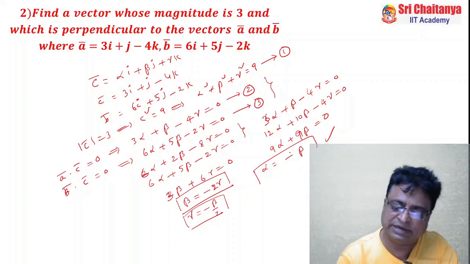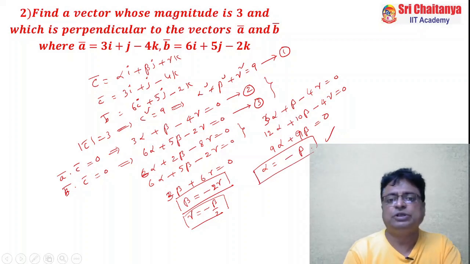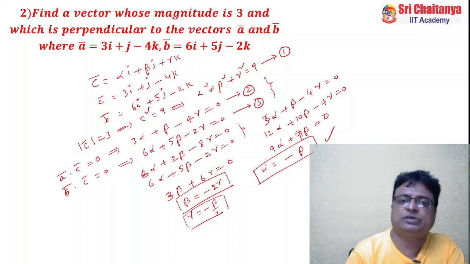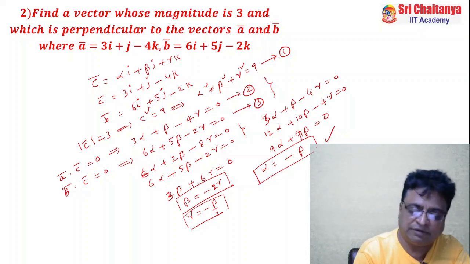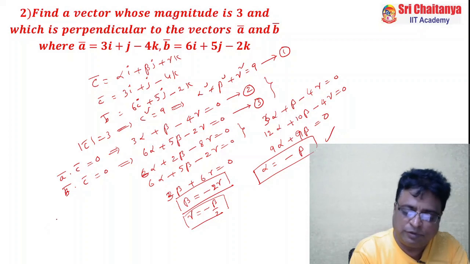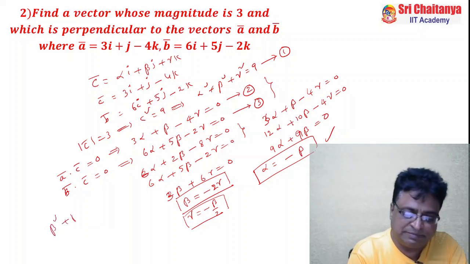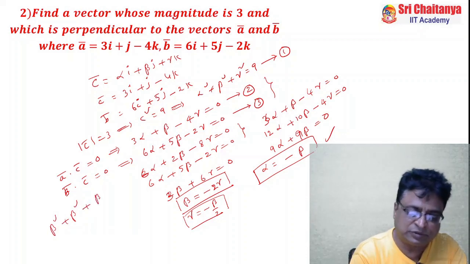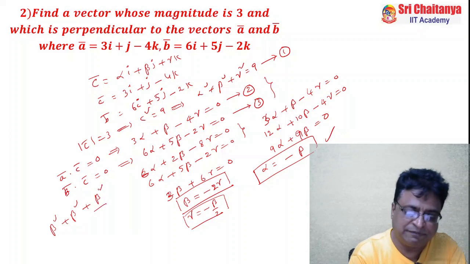See, this kind of mistake in general will happen. So I got the value of gamma in beta, alpha in beta. So you substitute these all in equation number 1. So alpha square is nothing but beta square plus beta square plus, in the place of gamma you substitute this, so that is beta square by 4 equal to 9.